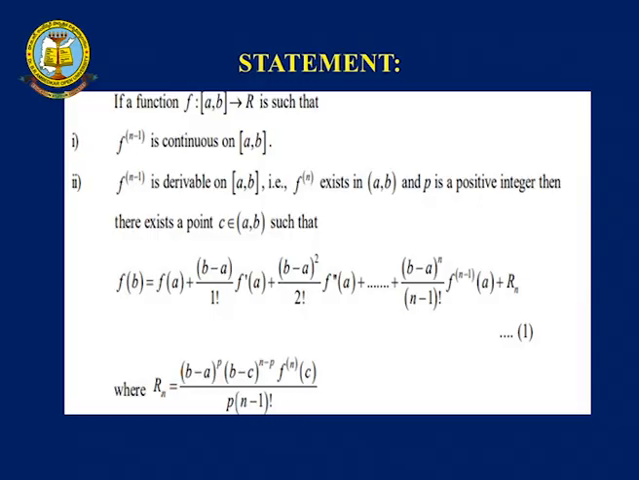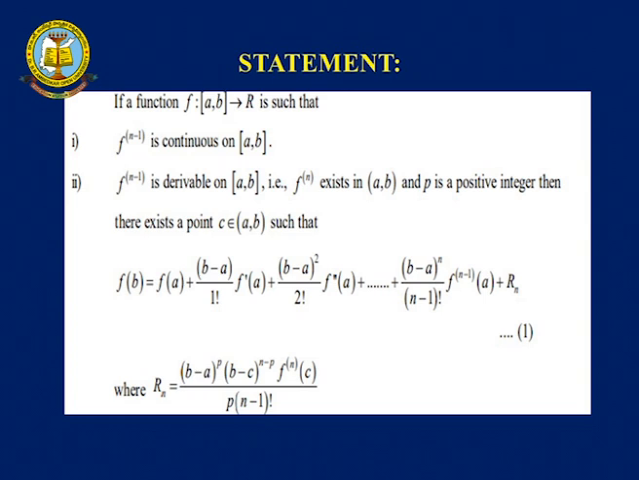If f is a function from [a, b] to R such that f to the power n minus 1 is continuous on [a, b] and f^(n-1) is derivable on (a, b), that is, f^(n) exists on the open interval (a, b), and p is a positive integer, then there exists a number c belonging to the open interval (a, b) such that f(b) equals f(a) plus (b minus a) by 1 factorial into f dash of a plus (b minus a) whole square by 2 factorial into f double dash of a plus (b minus a) whole cube by 3 factorial into f triple dash of a, plus so on, (b minus a) whole power n minus 1 by (n minus 1) factorial into f^(n-1) of a, plus R_n.